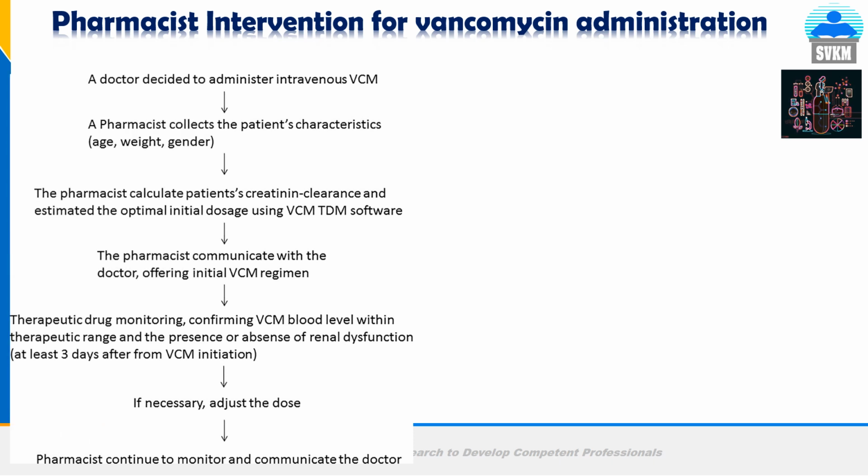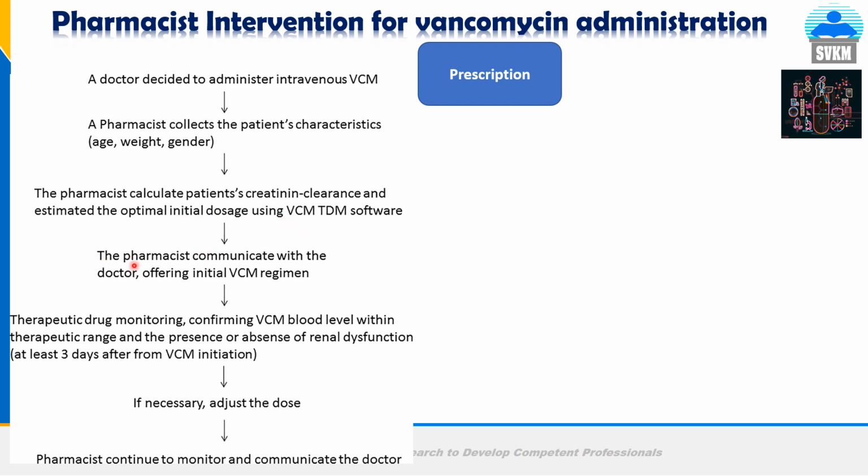To understand pharmacist intervention, I would like to present certain kinds of regimens. The first regimen that we need to discuss is vancomycin administration. How an intervention is made in that particular section, we will discuss here. First, a doctor decides to administer vancomycin to the patient. The pharmacist collects patient characteristics like age, weight and gender. Pharmacists calculate, based upon patient parameters like creatinine clearance, an estimated optimal initial dose using vancomycin therapeutic drug monitoring software.